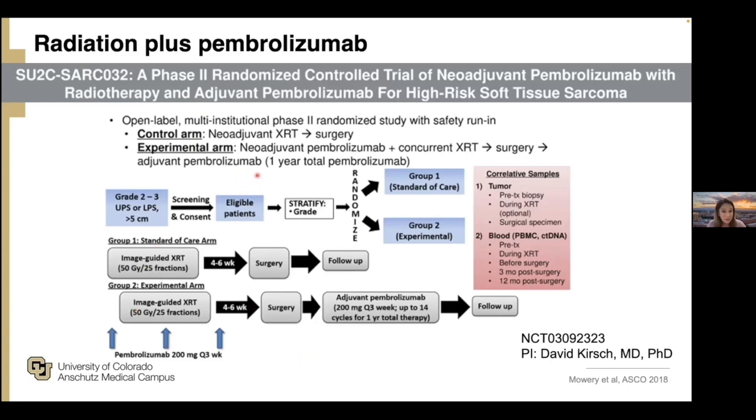It's a randomized phase 2 trial for patients with localized UPS or liposarcoma, and they either get the standard of care, which is radiation prior to surgery for removal of their sarcoma, or they get radiation with pembrolizumab followed by surgery, and then more pembrolizumab after completing resection. Again, great correlatives, biopsies, tissue analysis, blood built into this study. So we're really excited to see how this impacts progression-free survival, development of metastatic disease later on after their surgery, all of these things. So this is definitely a trial to keep an eye on.